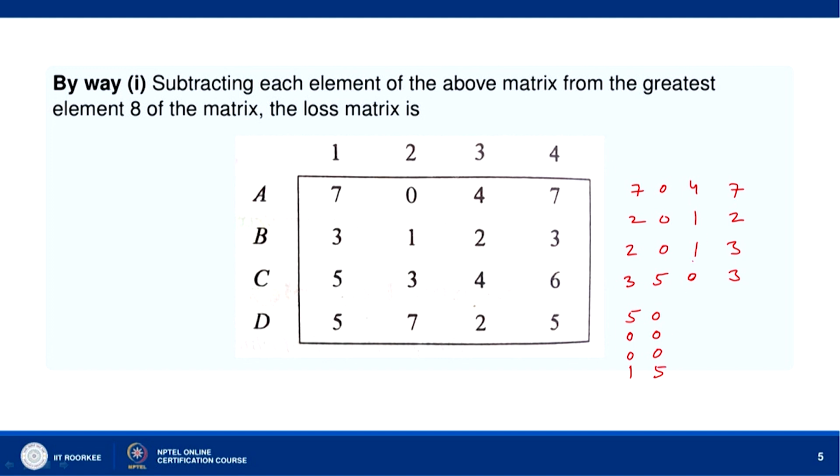Similarly, in the third column the smallest element is 0. So, subtracting 0 will not change it, 4, 1, 1, 0. In the fourth column the smallest element is 2, subtract 2 from all the elements of the fourth column, we get 5, we get 0, we get 1, we get 1. So, this is the reduced matrix.